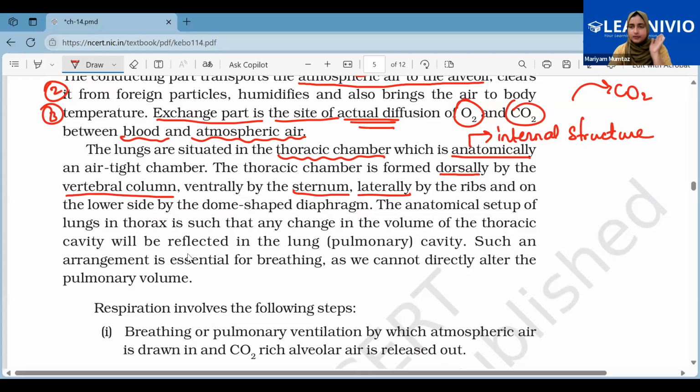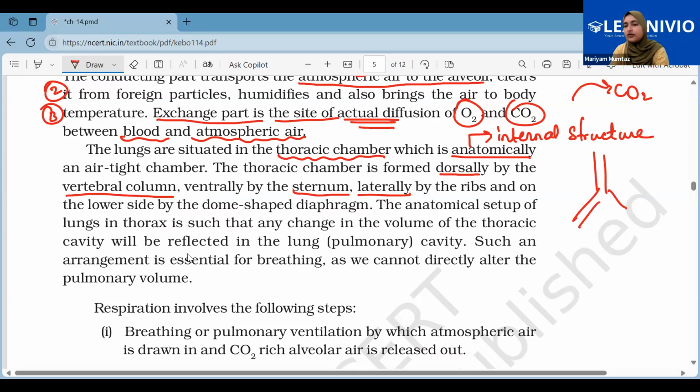It is made from the back, from the front, and from the sides, all the surfaces. The dorsal surface has the vertebral column, which we call the backbone. The ventral surface, meaning the front side, has the sternum, which is a flat bone, and the lateral surface is made by the ribs. Clear, students? Yeah.